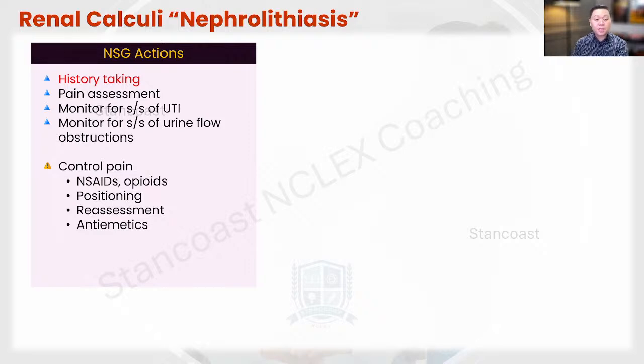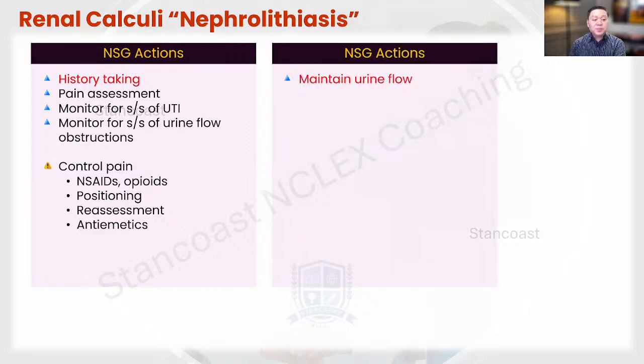All right. Now, at this point, when you're going to take care of the patient, maintaining the urine flow is of utmost importance. And how are we going to promote that? Well, we are going to promote intake of oral fluids as the patient tolerates.